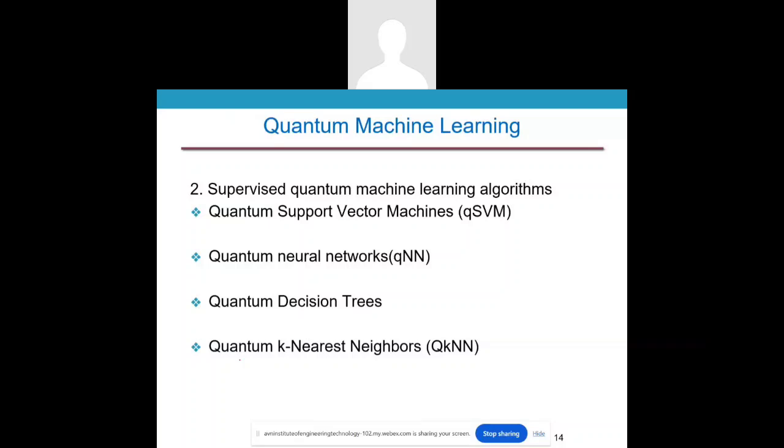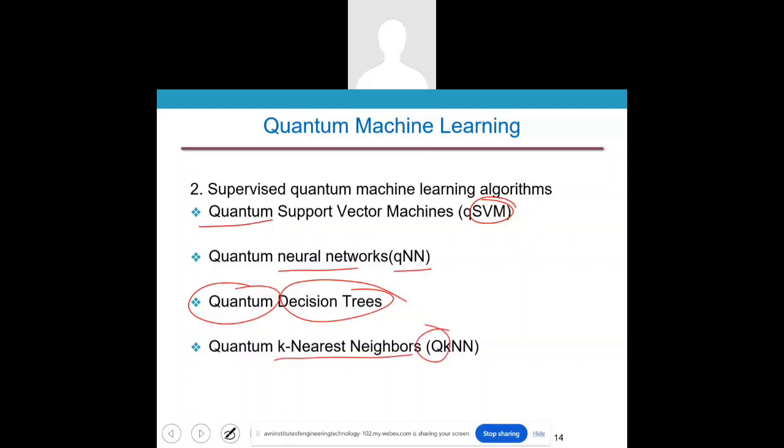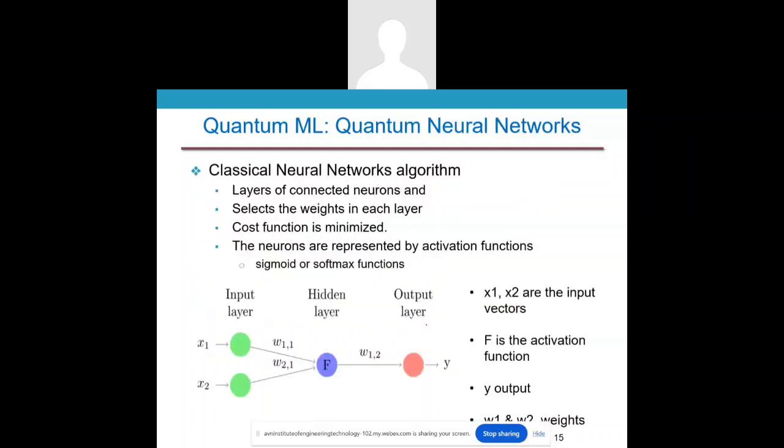Supervised quantum machine learning algorithms. The SVM is the support vector machine, and its quantum version is QSVM. Then neural networks have the QNN, the quantum decision tree, and quantum KNN, QKNN. Let us see a simple one. Development is still going on and many algorithms exist, but only the major algorithms have been taken, and I'm explaining one simple algorithm.